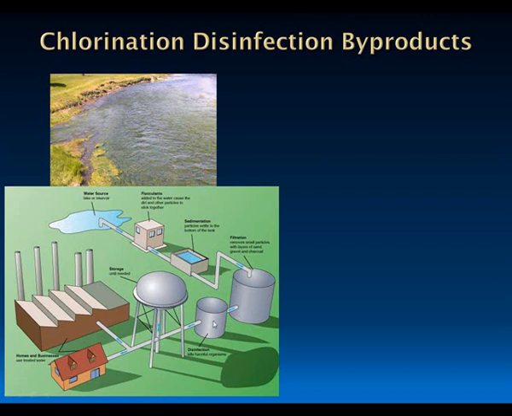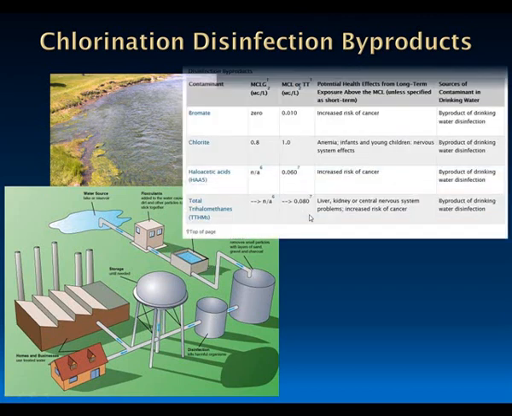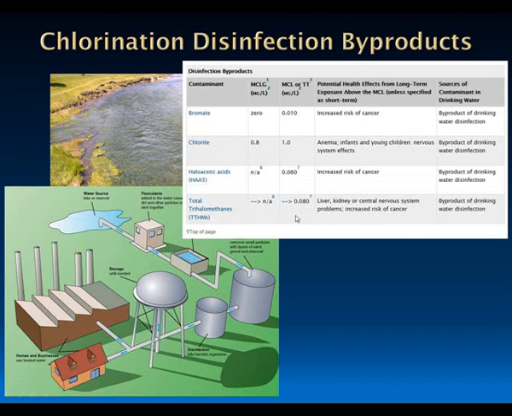And then when you add chlorine to disinfect and kill the waterborne pathogens, it reacts with the DOC and you get chlorination disinfection byproducts. And these are something that we have known about for some time, and so there are drinking water standards associated with these, and you can see those listed here from the EPA's maximum contaminant level list.